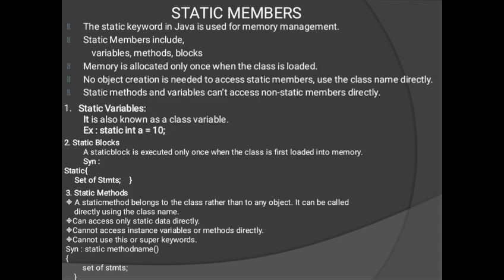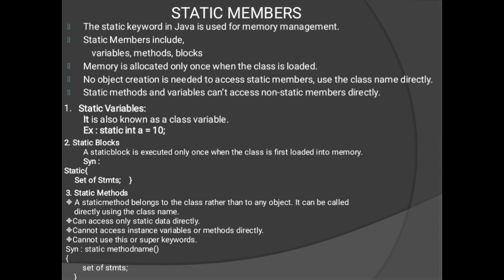Next, static members. The static keyword in Java is used for memory management. In Java, we can apply the static keyword or modifier on a variable, method, or a block. So we can have a static variable, static method, and static block. Already we discussed that for an instance variable, the memory is allocated whenever the object is created, whereas for a static variable, the memory is allocated whenever the class is loaded into memory.